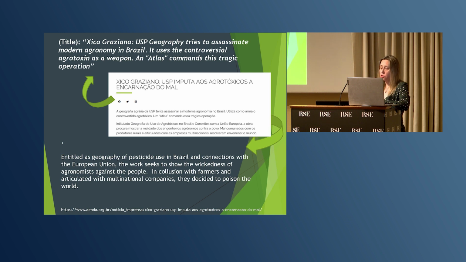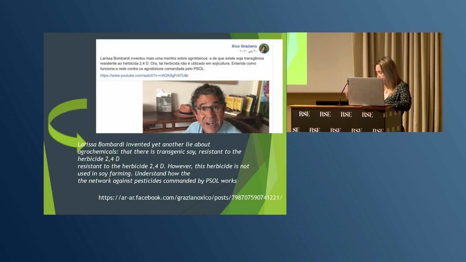This is another one, Chico Graziano, which is a person. He's not exactly a professor, but he gives classes in a more or less prestigious institution. He's totally related to agribusiness in Brazil, and he said this: USP, University of São Paulo, Geography, tries to assassinate modern agronomy in Brazil. It uses the controversial agrotoxin as a weapon, and Atlas commands this tragic operation. And so on.